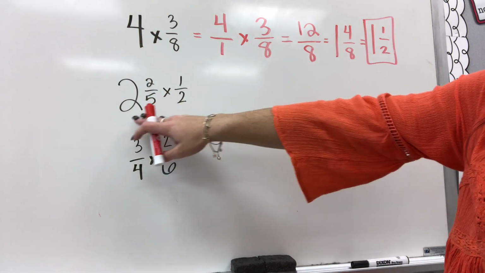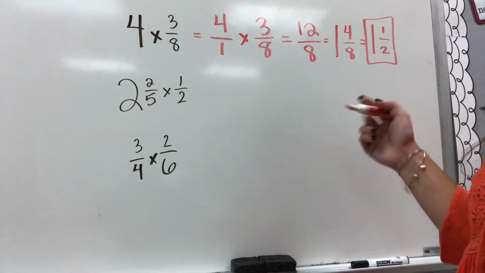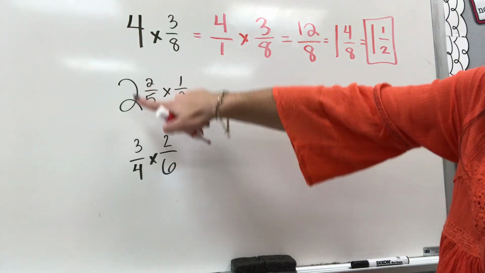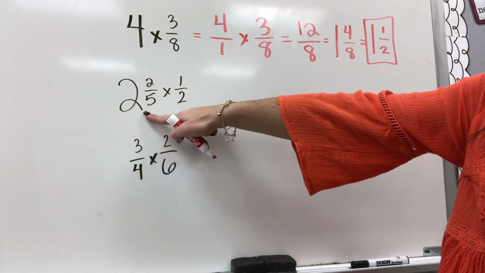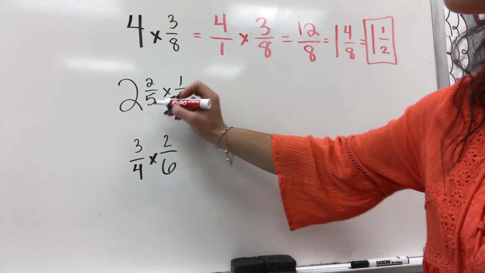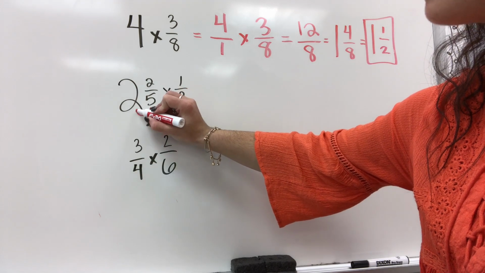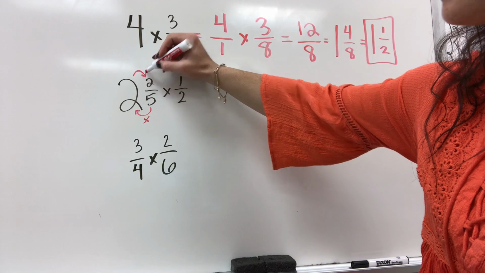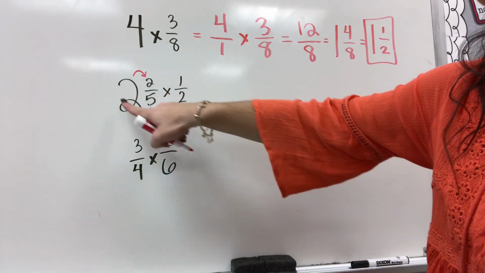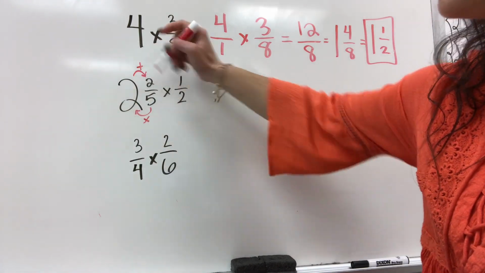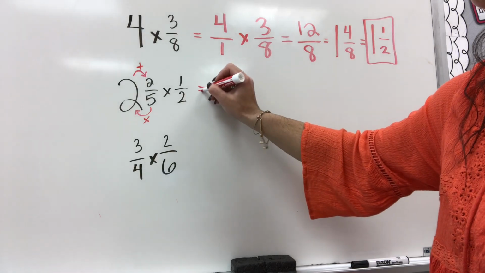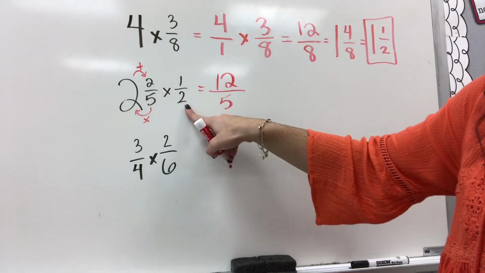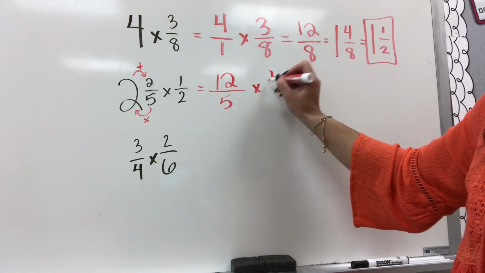Now, if we look at this, we have a mixed number times a fraction. So in order to be multiplying fraction times fraction, we're going to go ahead and change this mixed number into an improper fraction. In order to do that, we're going to multiply our denominator times our whole number and get 10, and we are going to add our numerator of 2. So 5 times 2 is 10, plus 2 is going to give me 12 over 5. And again, this stays the same, times 1/2.